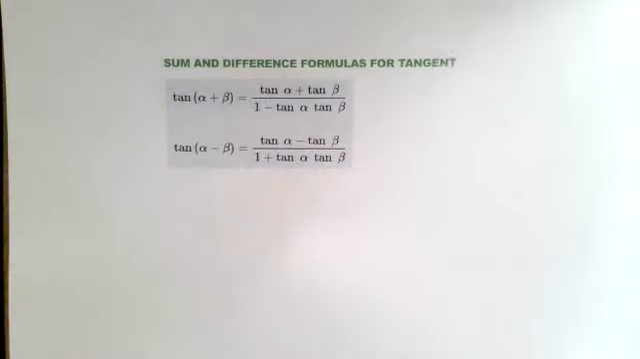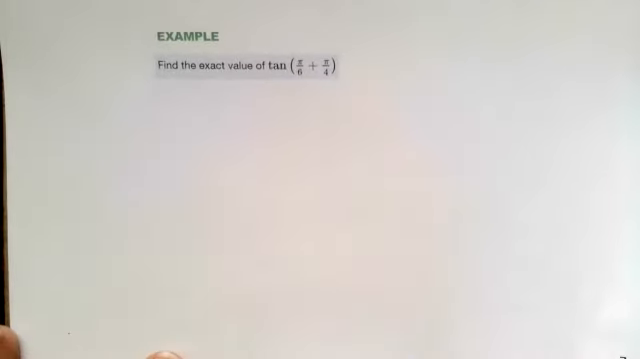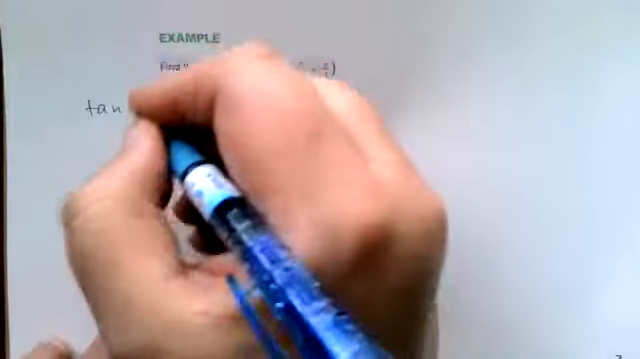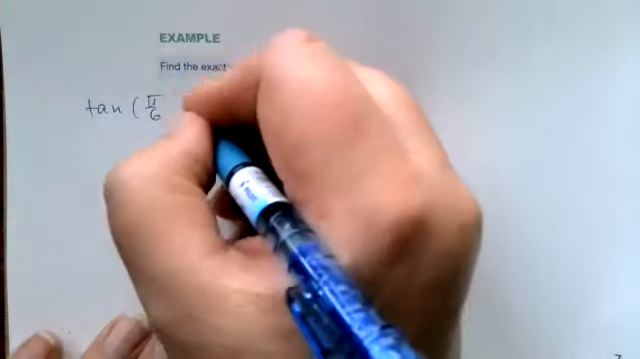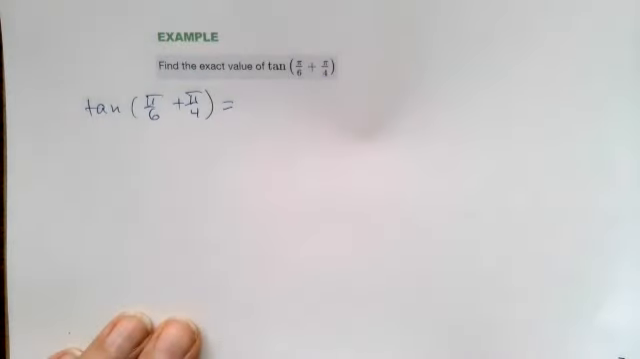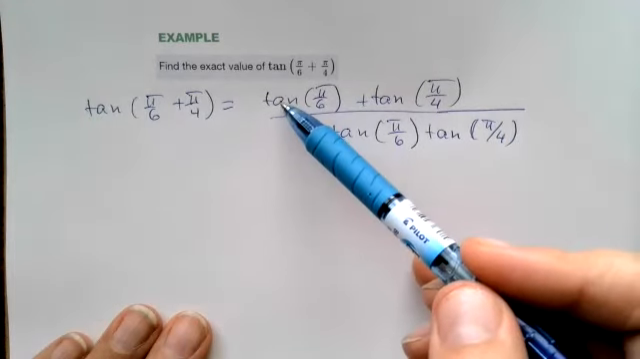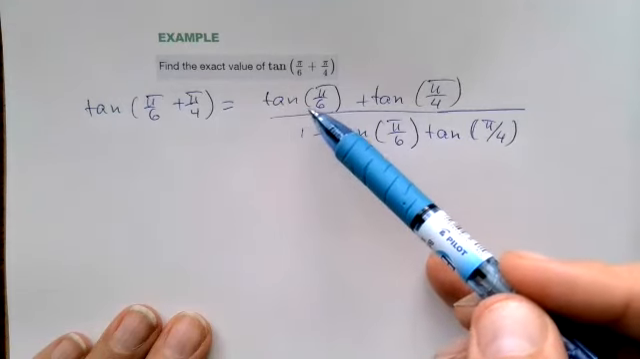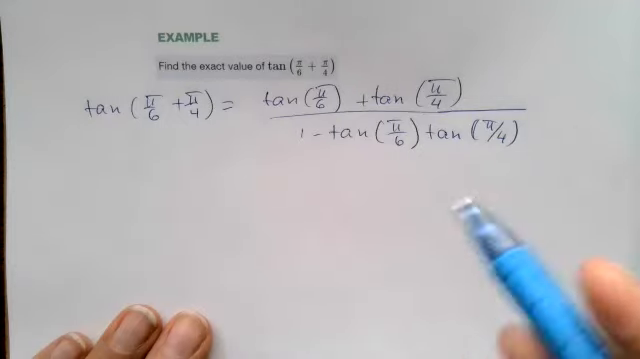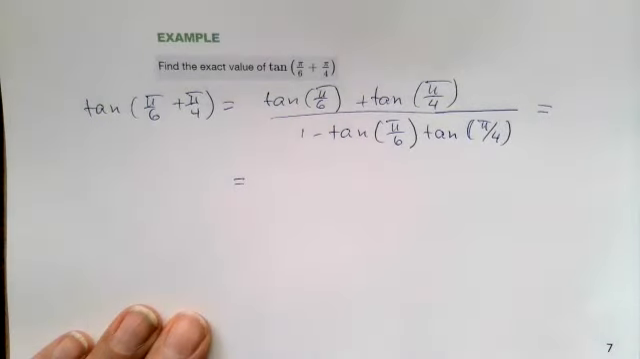So let's apply it. Straightforward. Our first example says: find the exact value of tangent of pi over 6 plus pi over 4. So we're going to apply our formula. Here we are, and the values of those tangents, tangent of pi over 6 and tangent of pi over 4, are known values. So we will have no trouble filling them out.